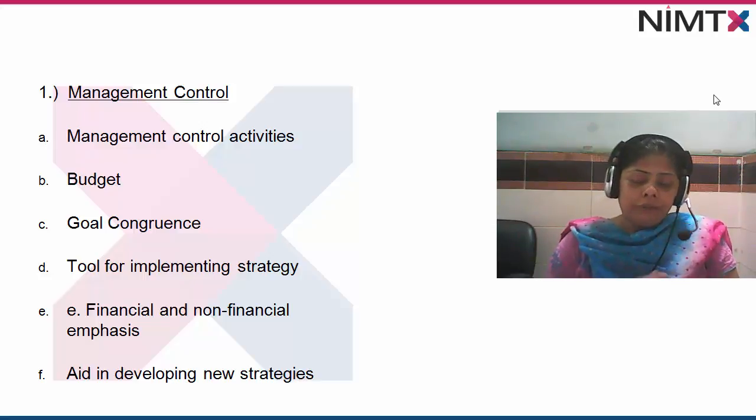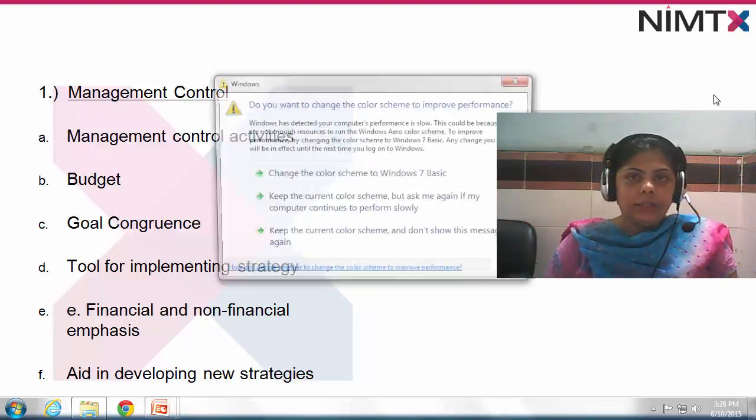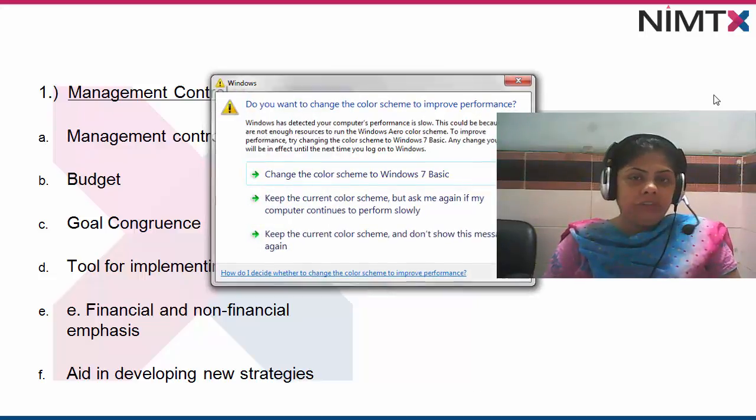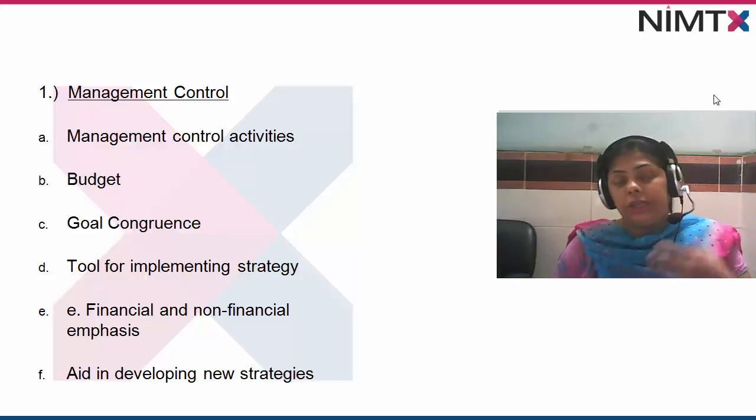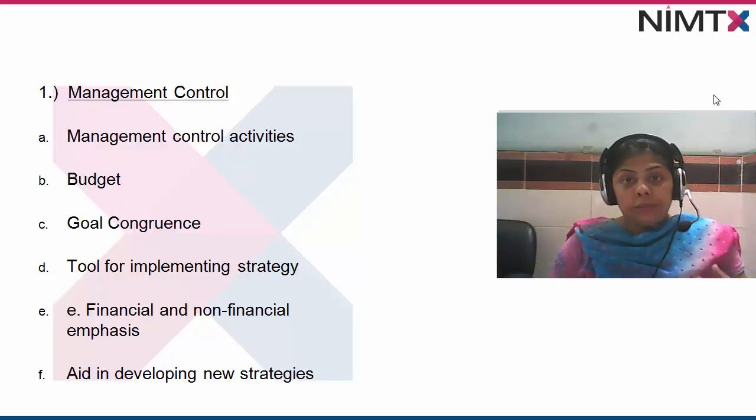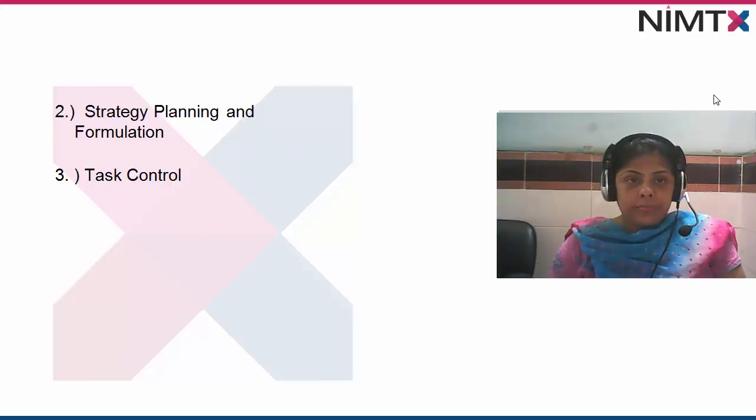For example, we have formulated a strategy in the 1980s. Do you think that would be feasible in 2014 or 2015? It wouldn't be. So you have to develop new strategies. Your goals may change, your aims may change. This is what management control does. Strategy planning and formulation, again, you have to plan it, you have to formulate it. Task control is the daily basis control in an organization.